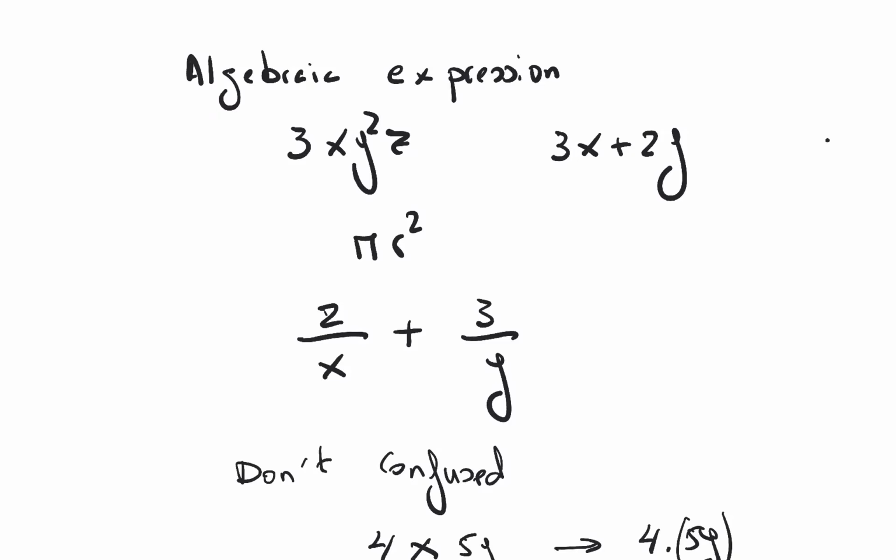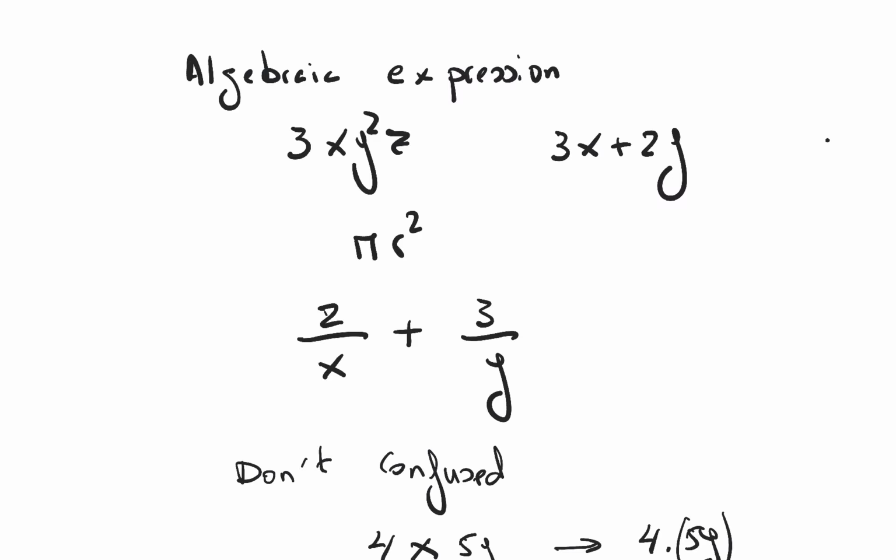Okay, let's go to problems for algebraic expressions. What is an algebraic expression? It's an expression that uses variables. For example, 3x plus 2y. This is an algebraic expression.